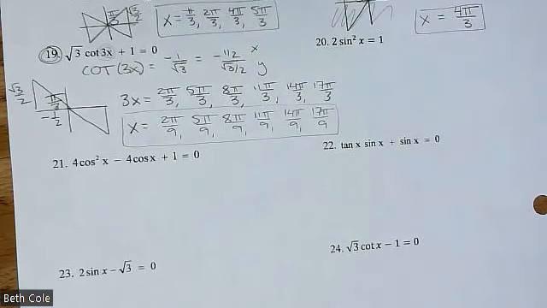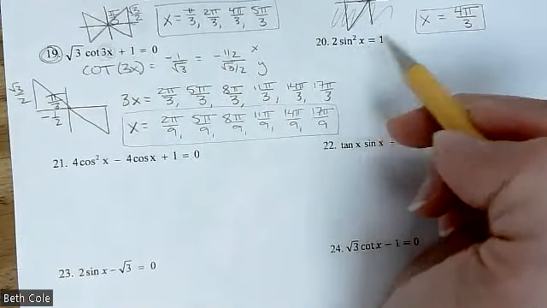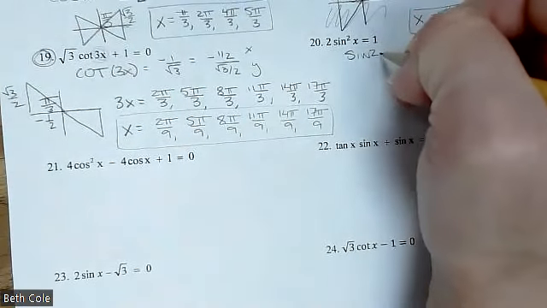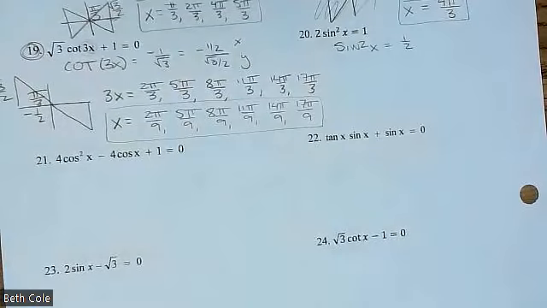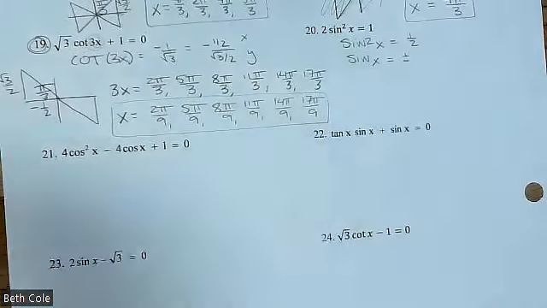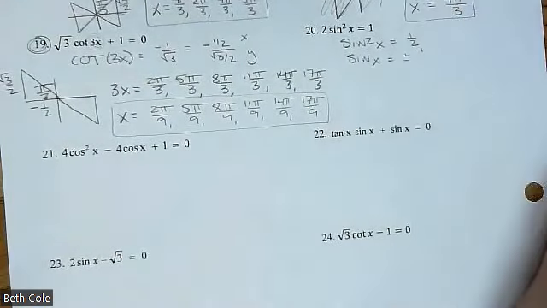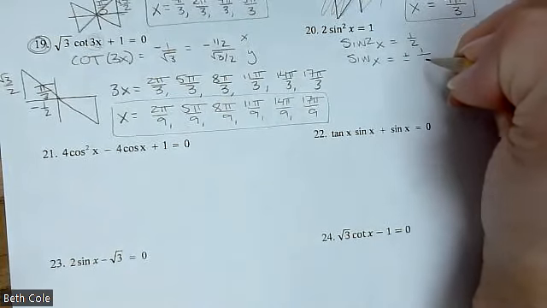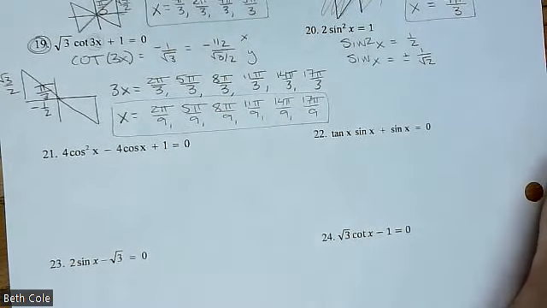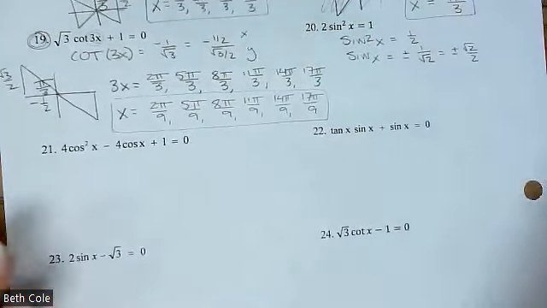All right, onward. Let's keep going. What would you do to start solving number 20? All right, divide by 2. So sine² = 1/2. And then square root. So when you square root, you're going to put plus and minus. You square root the numerator and then the denominator. So √1 is 1. √2 is √2. So it ends up being √2/2.